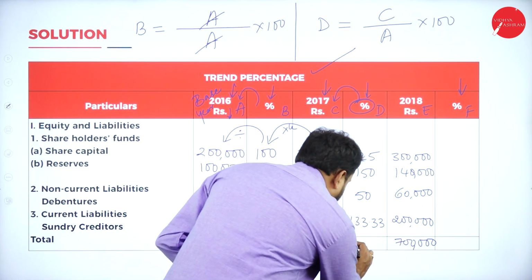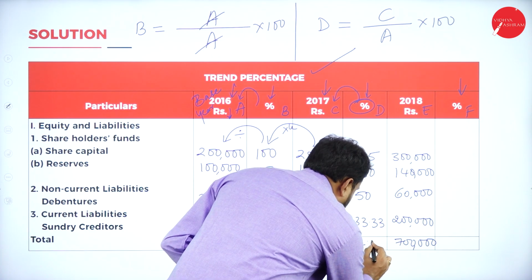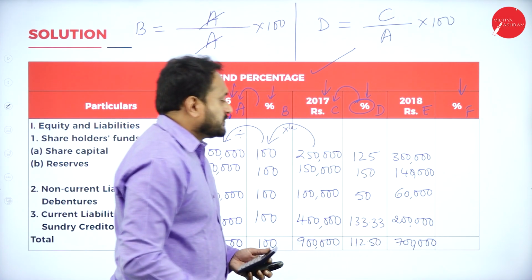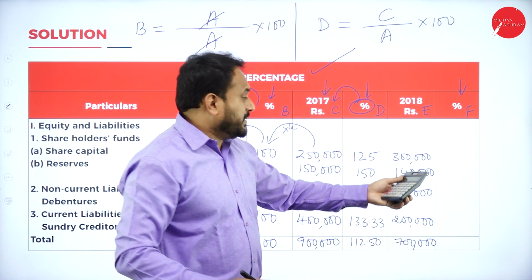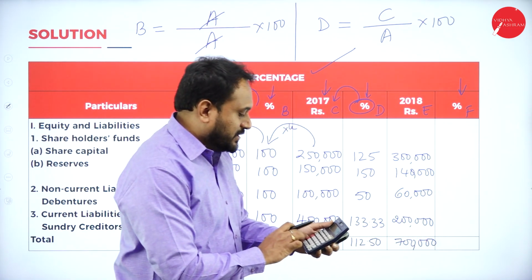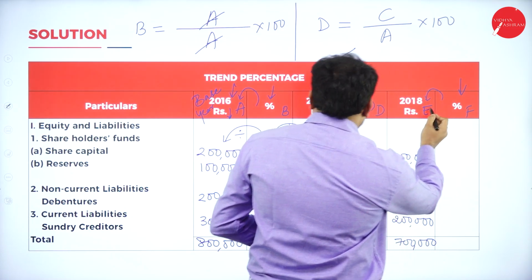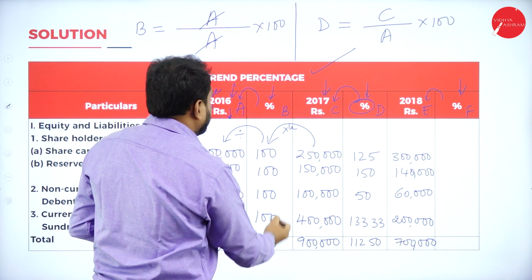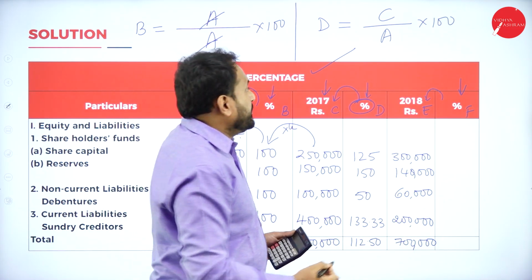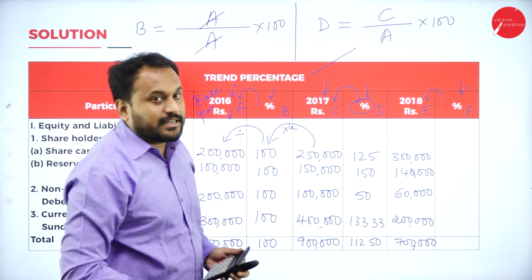That is 112.50%. So we are done with this. Now you people need to tell me here what exactly happens. Now the same way, F is what? E into 100 divided by A. Why? Because A is the base here.